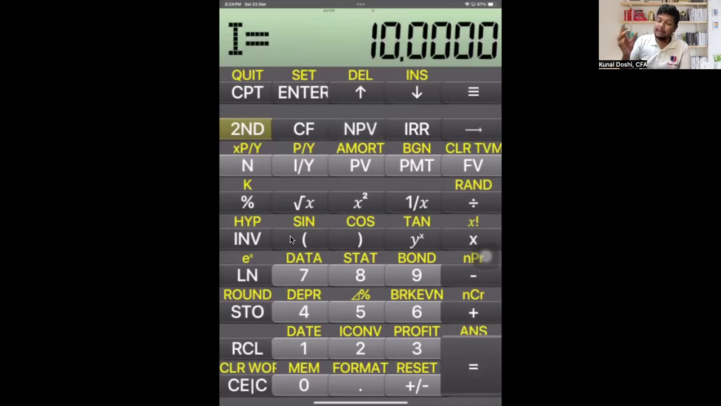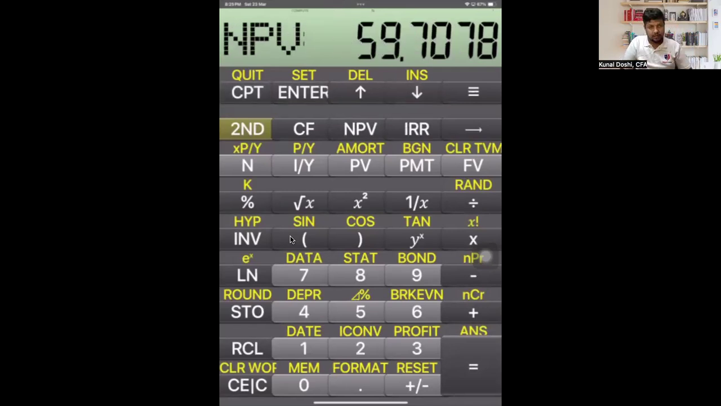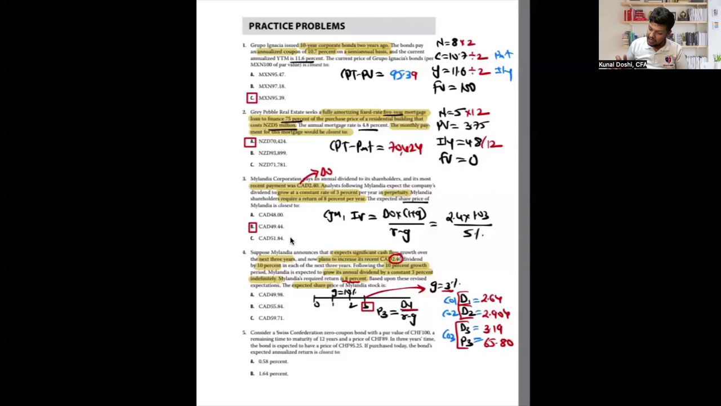Now, when you press NPV, it won't give the answer because it will ask you for what is the discounting rate. Our discounting rate was 8%. So press just 8, enter, down arrow, and then don't forget to press compute. If you press compute, you'll get exact answer 59.707. That is 59.71 approximately. And that's your answer C.